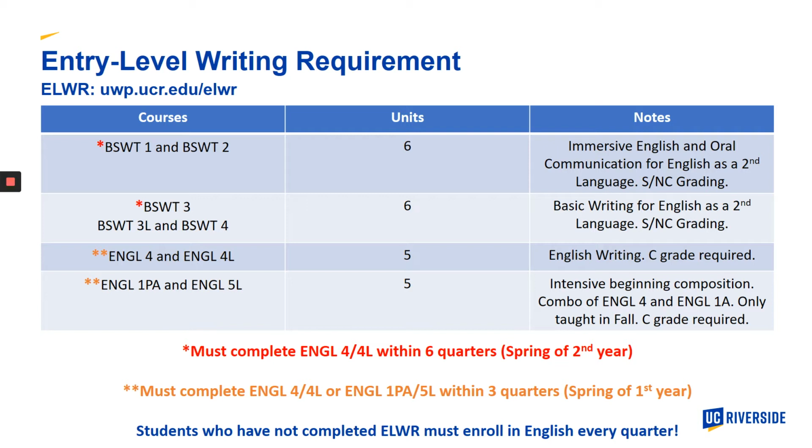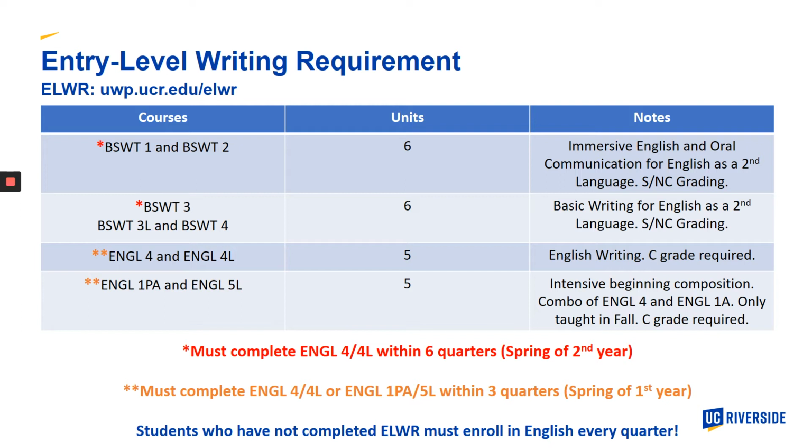Please note the English 1 PA/5L is an intensive option that satisfies English 4 and 1A in 1 quarter, and it is only offered in fall. If a student places into English 1 PA and doesn't complete it in fall, they have to enroll in and complete English 4 in winter or spring.